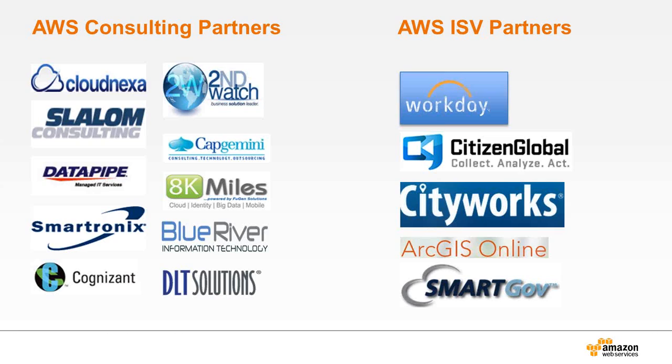CityWorks is a local government asset and workflow management application with a GIS-centric approach. ArcGIS Online is the software as a service from the GIS standard in the industry, ESRI. And that enables you to run ArcGIS server and applications in the cloud. SmartGov is an affordable permit automation platform for permitting, inspections, code enforcement, and licensing.